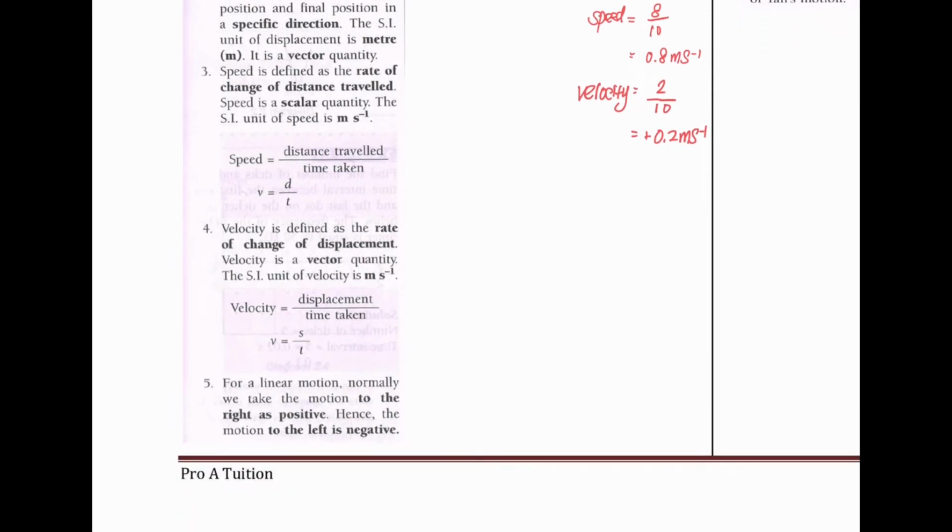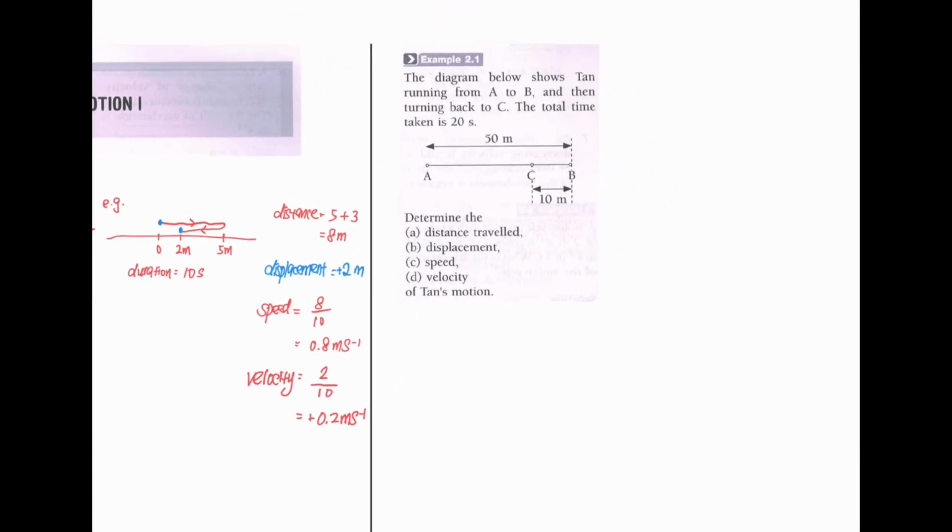Now let us look at number 5. Linear motion means motion in a straight line. Normally we take the motion to the right as positive, hence the motion to the left is negative. Normally it is like that. So the right hand side is positive, left hand side is negative.